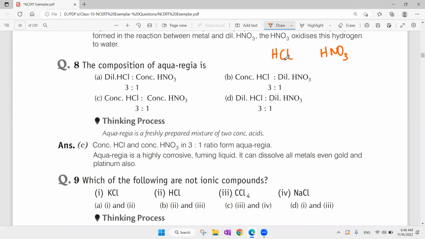And what about the nature? Dilute or concentrated? This should be concentrated. Both are concentrated, not diluted. Now what is the ratio? HCl should be 3 parts, HNO3 should be 1 part. So the answer should be concentrated HCl, concentrated HNO3 with the ratio of 3:1. So the answer is C. Here you can observe dilute, you can eliminate. Dilute, eliminate. That is the thing.